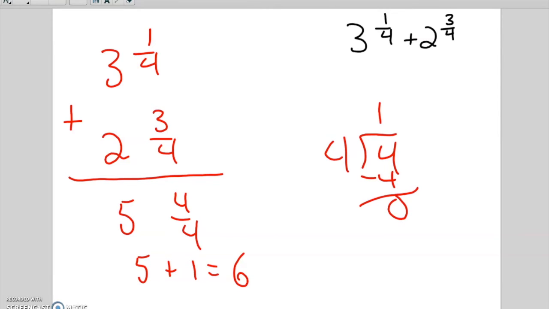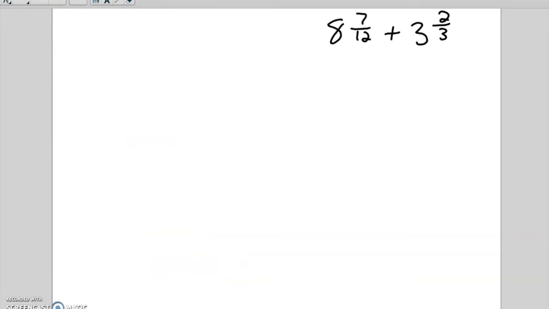Nothing left over. So I don't put remainder 0, do I? I put 1 and 0/4. No, we don't do that. It's pretty weird. I don't know. We just put 1. 5 plus 1 is 6.